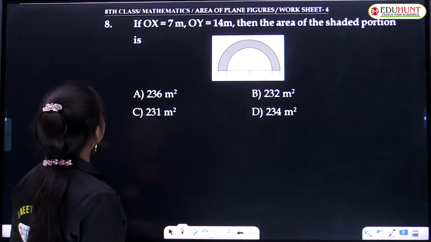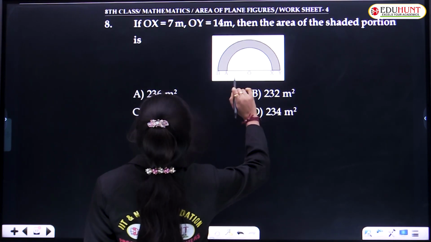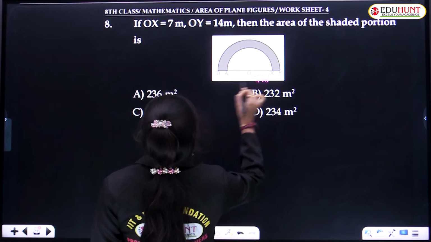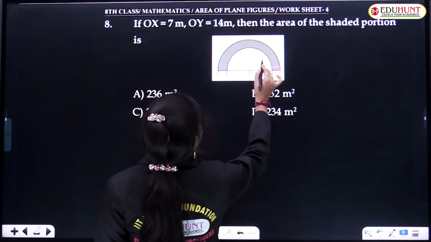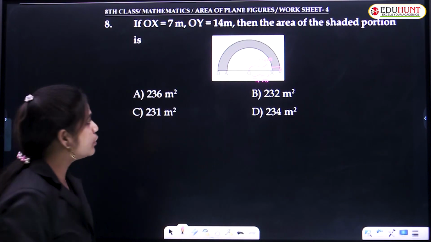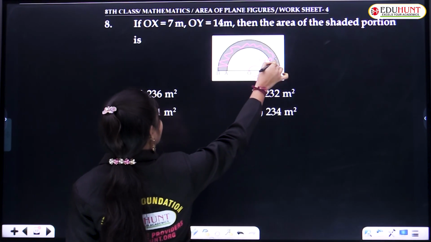Okay, see here what they are asking. If OX is equal to 7 meters, yes, when you observe the diagram, OX is equal to 7 meters. OY is equal to 14 meters, up to that edge here. Then the area of the shaded portion, this area we need to find out.